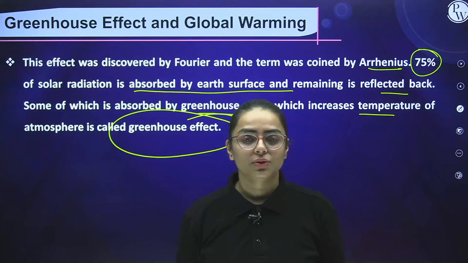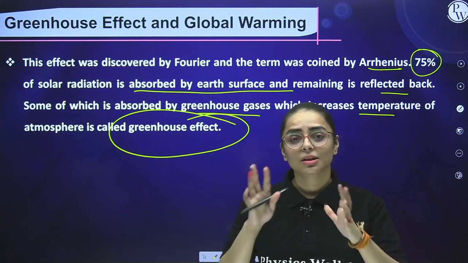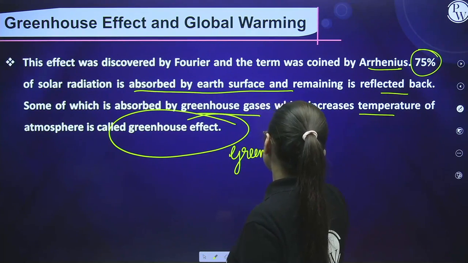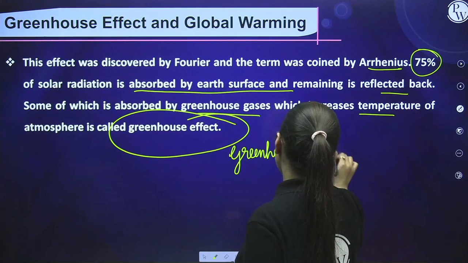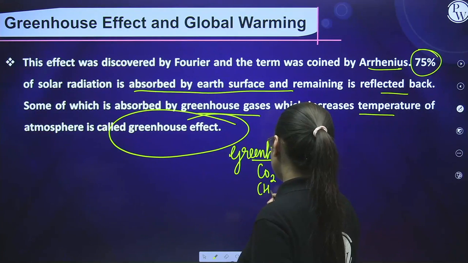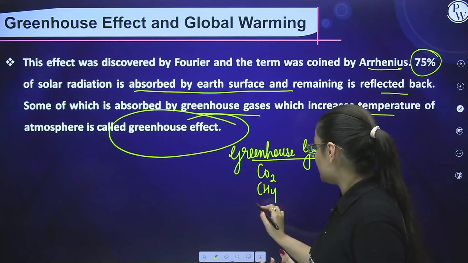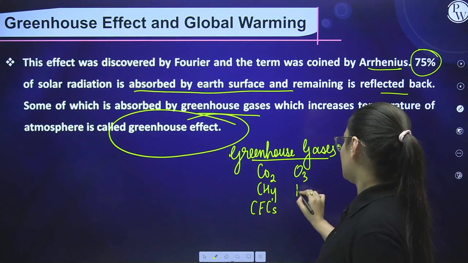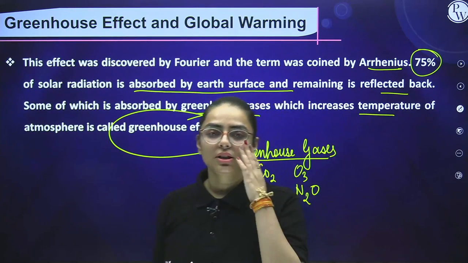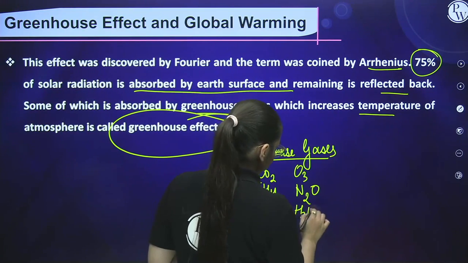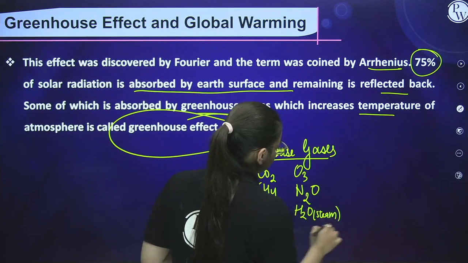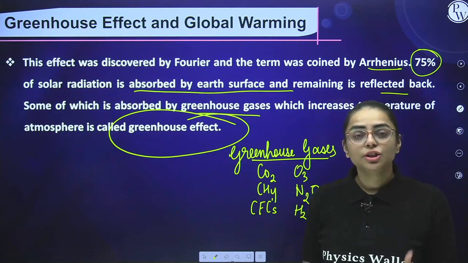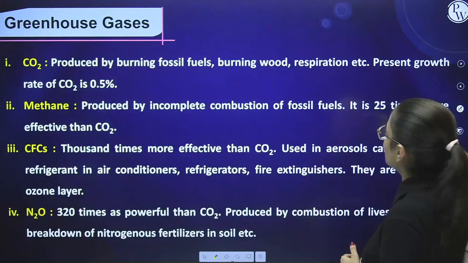Now, this is basically the greenhouse. If I talk about what the greenhouse gases are that prevent the temperature from moving out into space, it can be CO2, CH4, CFCs. Other than this, it can be O3, N2O. There can be various examples. You can take water in the form of steam. Yes, they are the greenhouse gases, which don't let the heat, the radiations, move out, right, students?